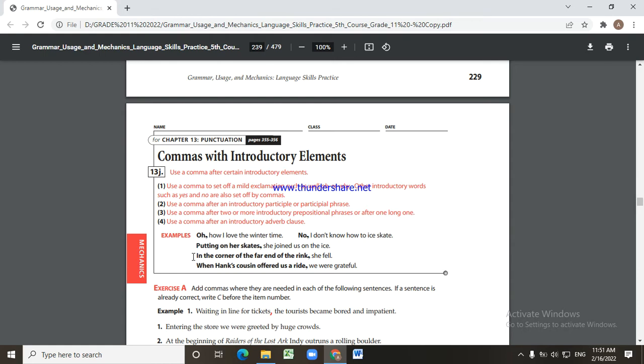Look at the example. In the corner, this is the first. Of the far end, the second prepositional phrase. The rule says two or more. We have the third one. Of the ring. And then a comma, she fell. Rule number four, use a comma after an introductory adverb clause. Look, when Hank's cousin offered us a ride, we were grateful.